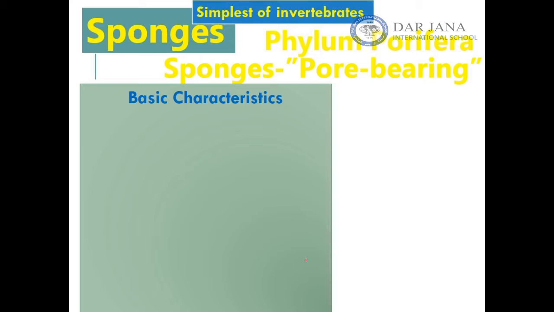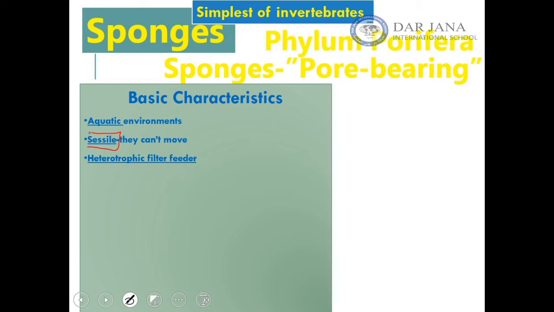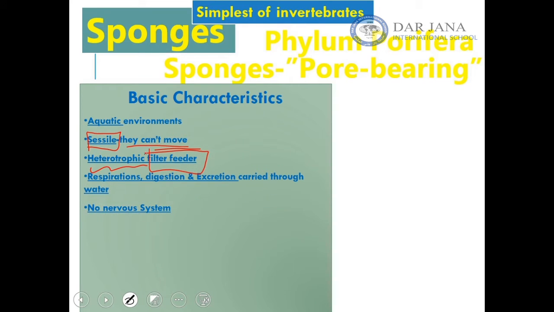They are the simplest of invertebrates. They live in aquatic environments. They are sessile. When I say the word sessile, it means they cannot move, and they stick to the place they are. They are heterotrophic. If you still remember, they cannot make their own food, so they feed on others. They are filter feeders. As I mentioned, they have the openings to allow the water to go through so that they can filter it and take the food particles from the water.